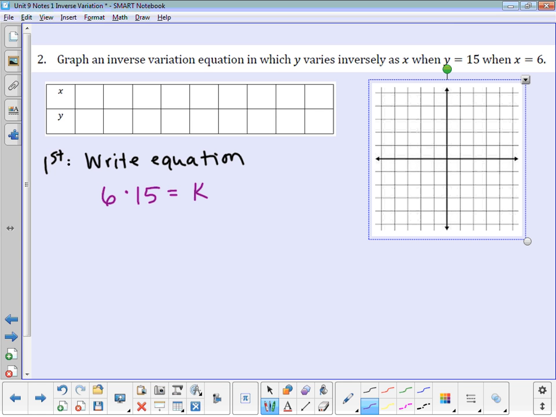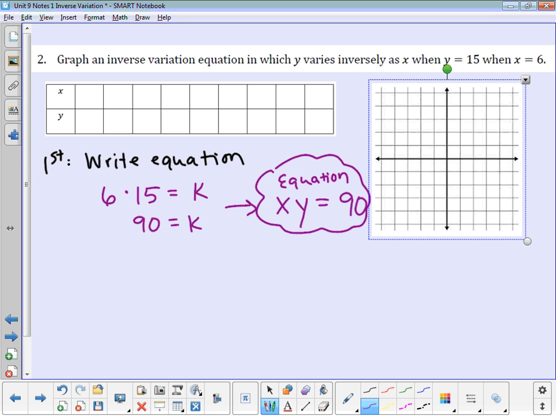Okay, so I already have the 6 and the 15. I can put them together to give me the k. That means I have a k value of 90. So if I take that and write an equation, that means when I have x multiplied by y, I'm going to get a value of 90. That's the equation I'm going to use.